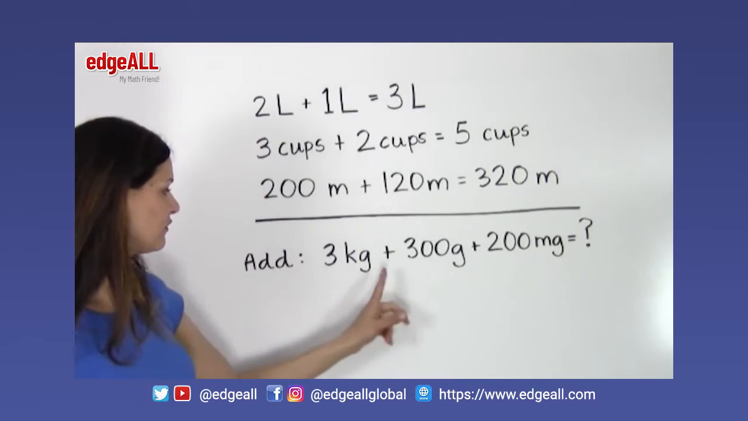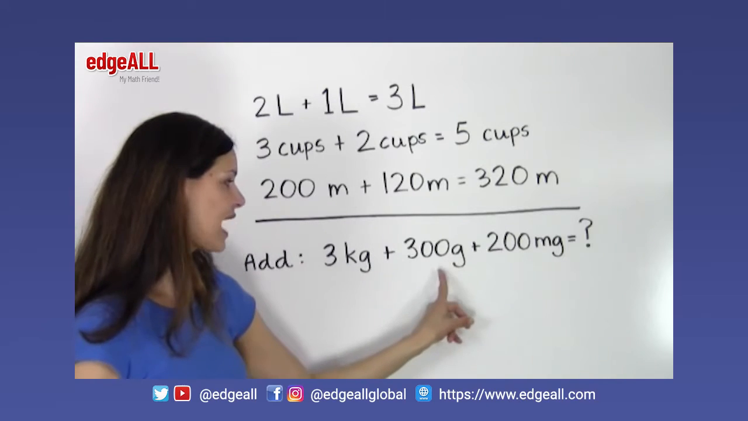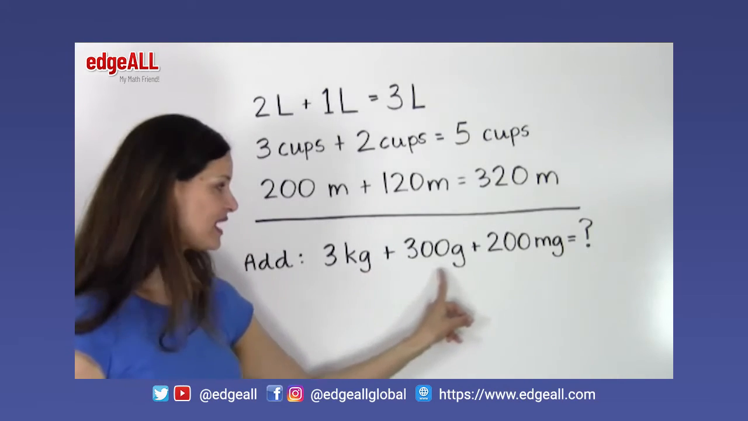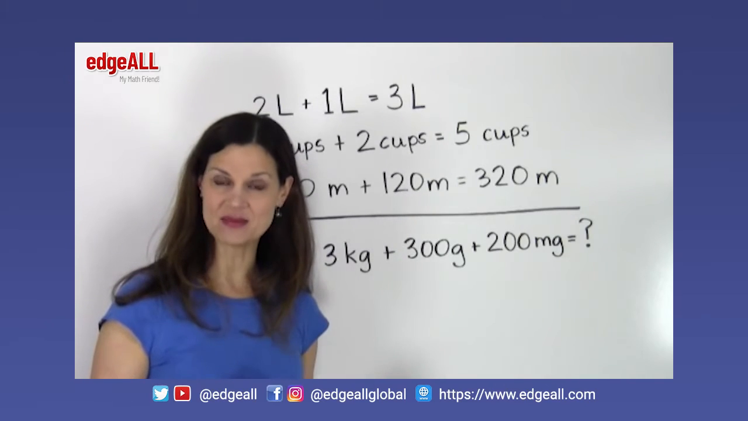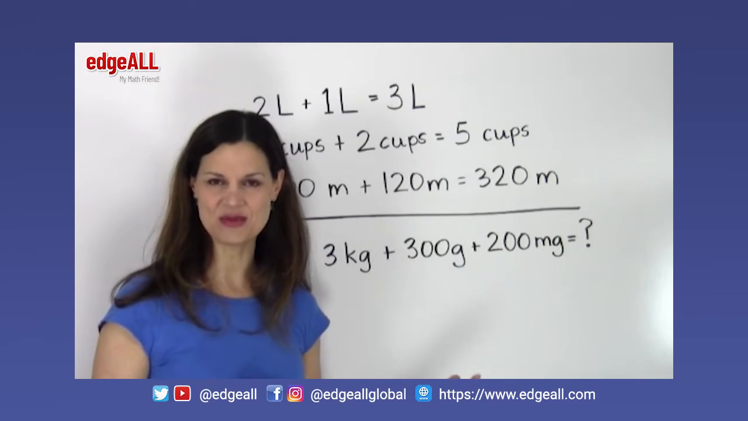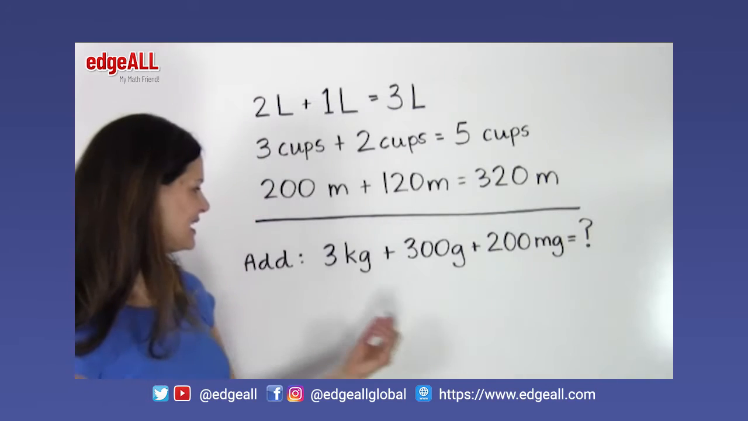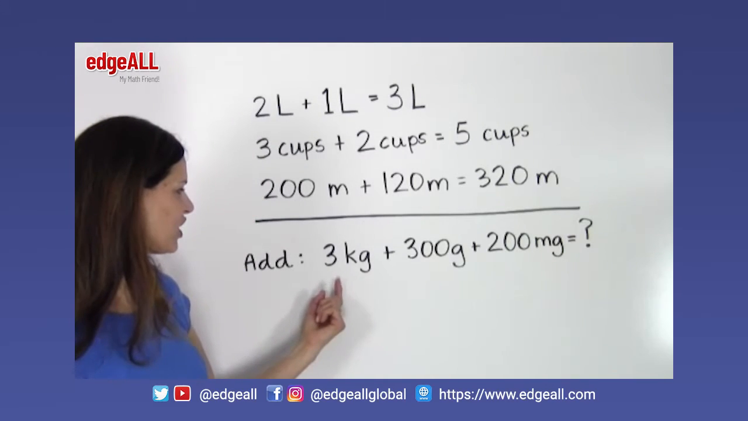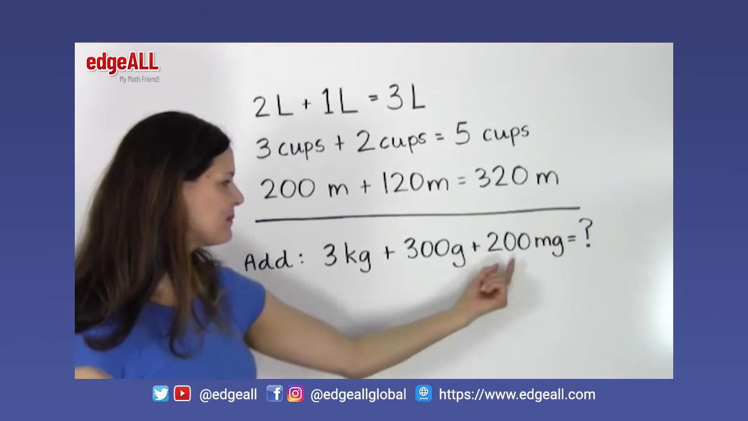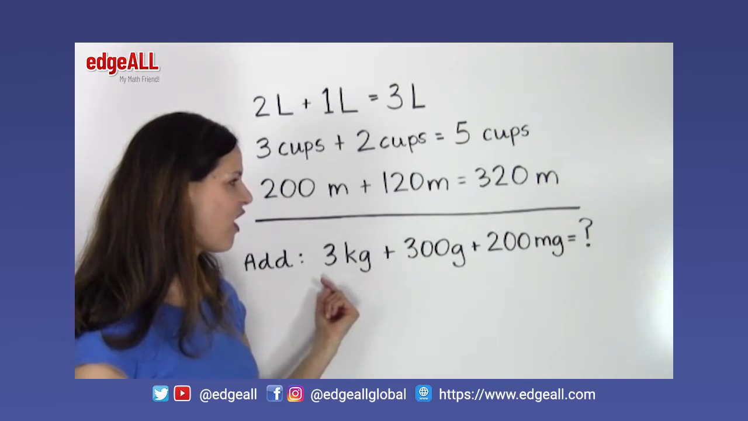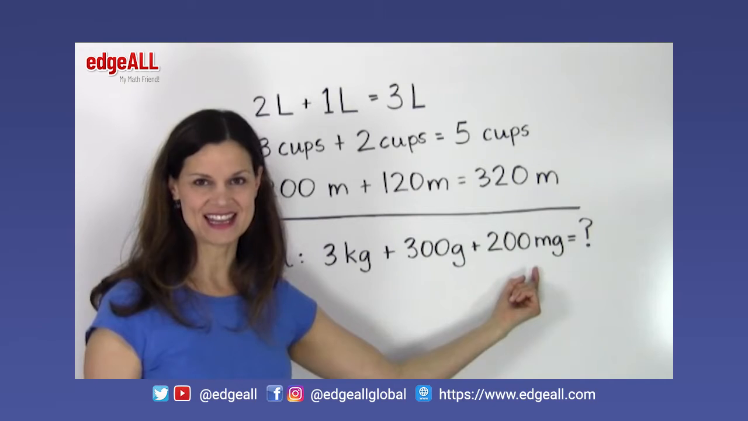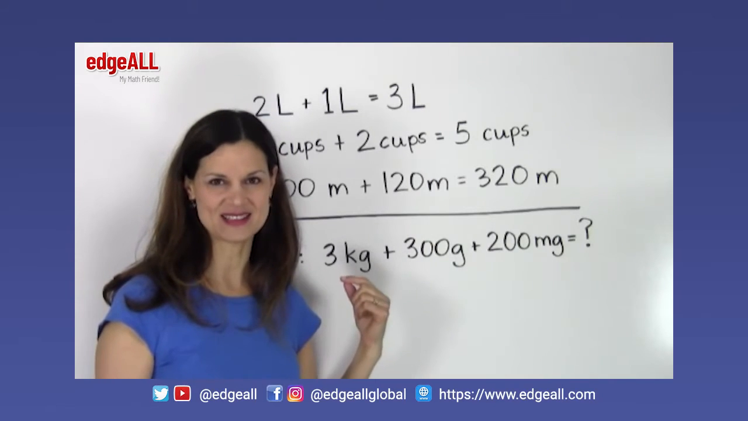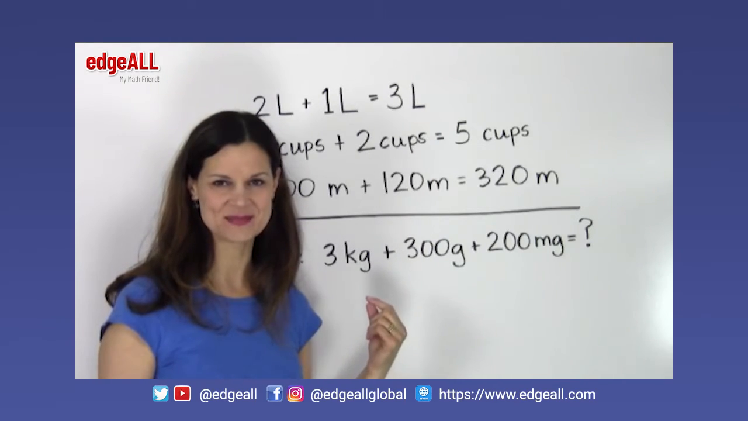Or you could convert these 2 to grams so that all 3 of them are in terms of grams, and then you would add them together and your answer would be given in grams. Similarly, you could even convert these 2 to milligrams and have all 3 of them in milligrams, and then you would add them together and your answer would be in milligrams.